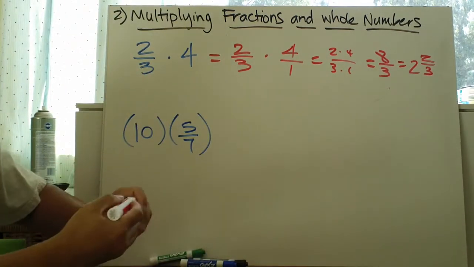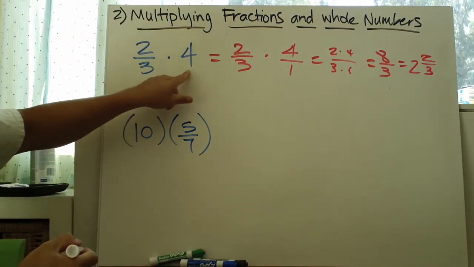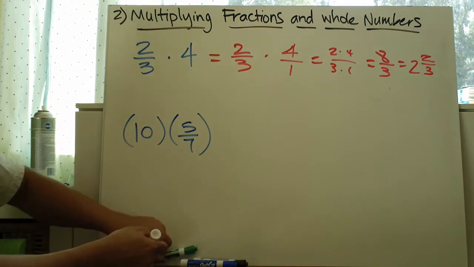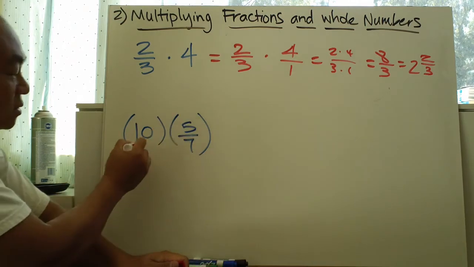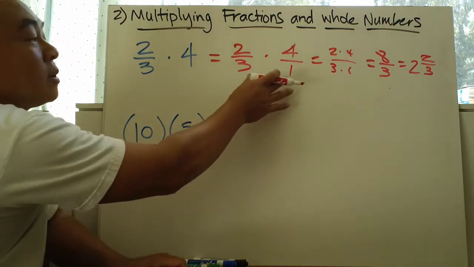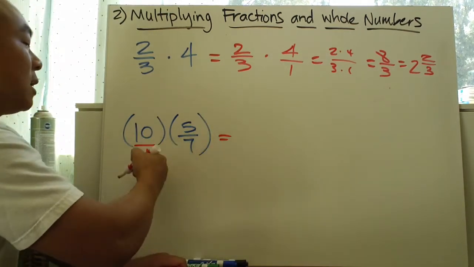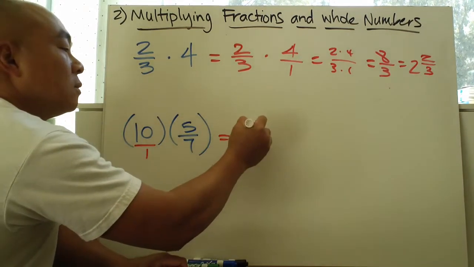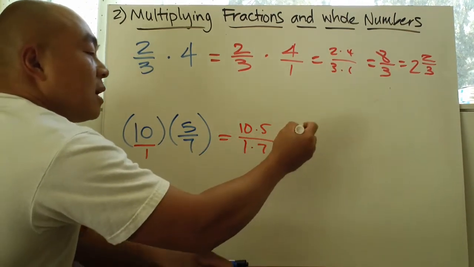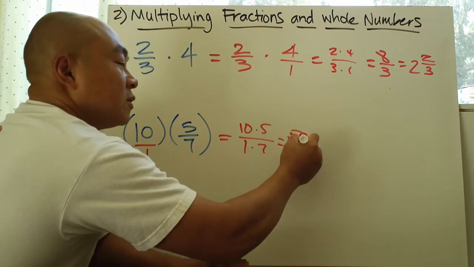Alright, let's do it on the next problem. What happens if your whole number's in the front? You're going to do the same exact thing. So here, I'm just going to go ahead and do this as a shortcut. And you can again do that as well, or you can rewrite it out. Here, I now have 10 times 5. On the bottom, I have 1 times 7. I now have 50 over 7.